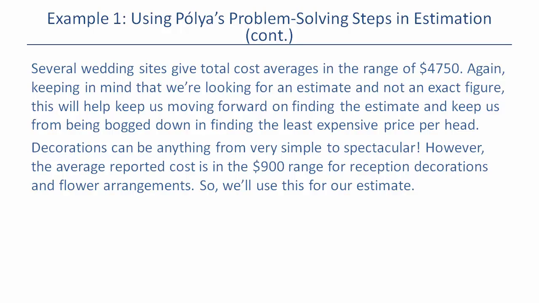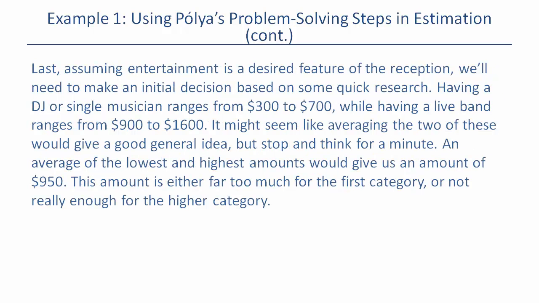We can just leave it as that kind of average. And then decorations, again, if you look around, you'll find averages reported in the range of 900. You could round that up to 1,000 if you think. You do some more research and you find out that having a DJ or a single musician costs anywhere from 300 to 700 on average.